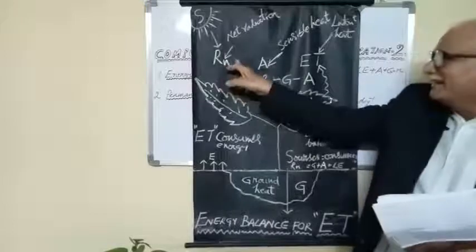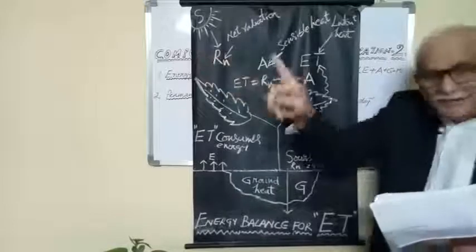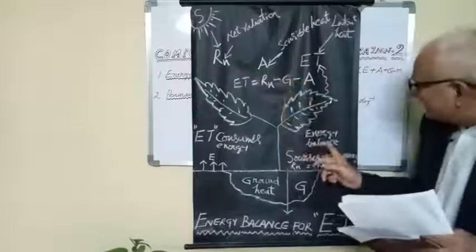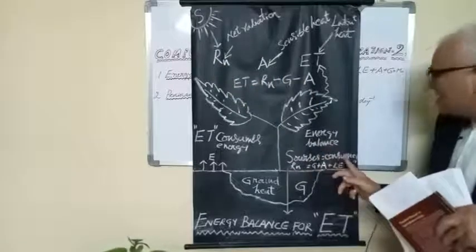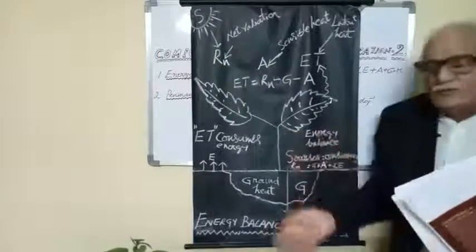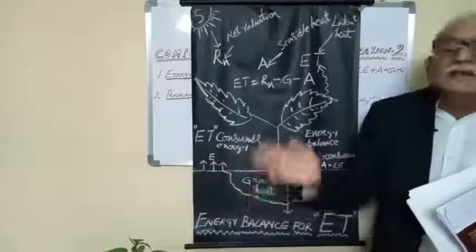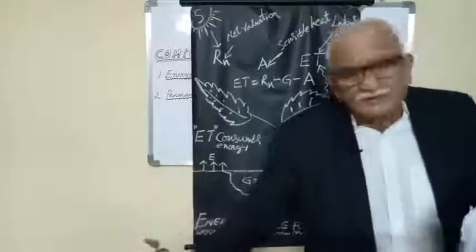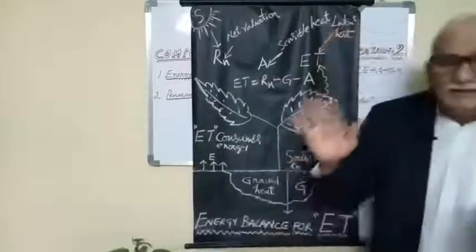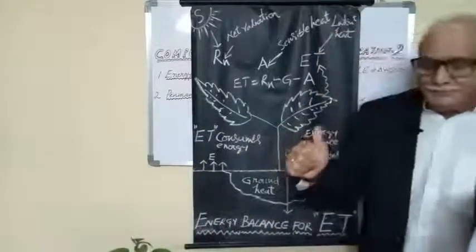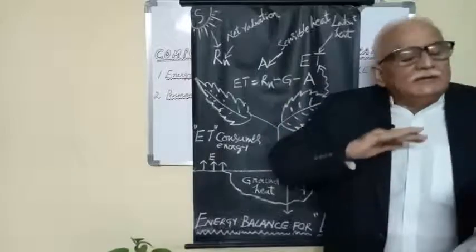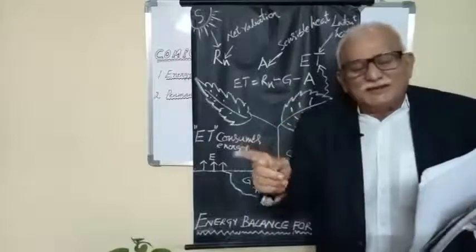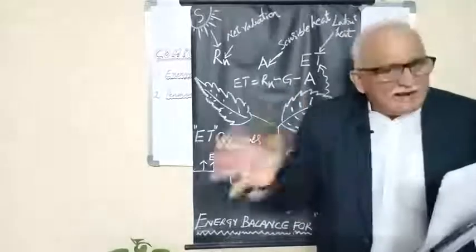Energy balance: sources equal consumers. That means net radiation plus advection is the source, equal to the consumers. What are the consumers? Ground heat flux, sensible heat flux, latent heat flux, energy stored in the crop, and energy utilized in photosynthesis. This equation was used in different methods of estimating evapotranspiration from energy balance studies.